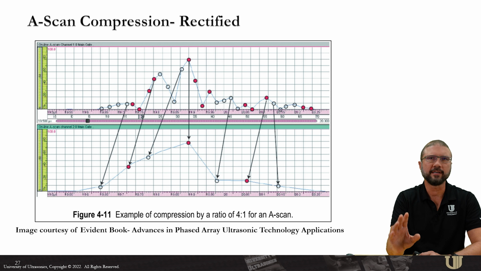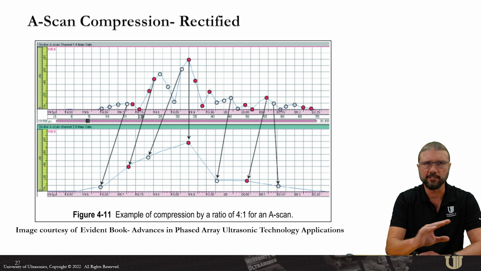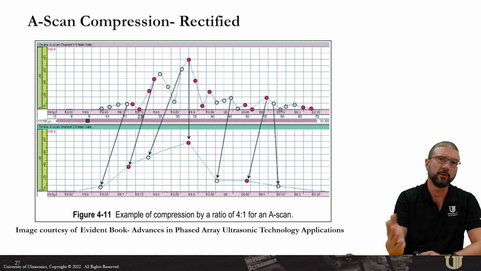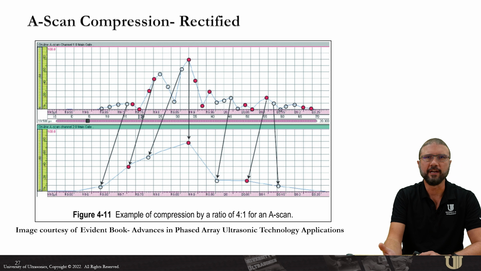So if your flaw acceptance and rejection criteria is purely amplitude based, well, in theory, you should never have an issue, no matter what level of compression that you choose to use. But what if you have to perform through-wall height sizing of your indications? For example, maybe using fracture mechanics acceptance criteria, crack sizing, that sort of stuff.